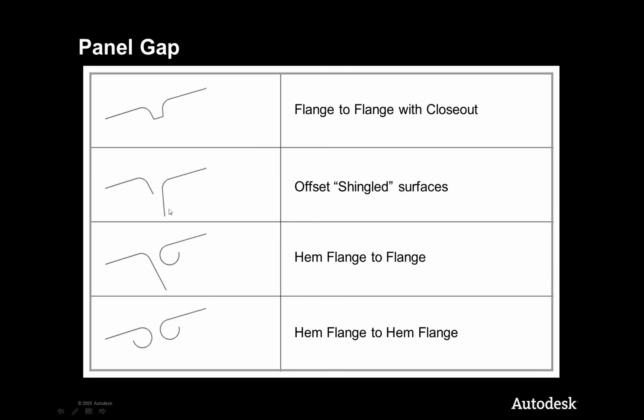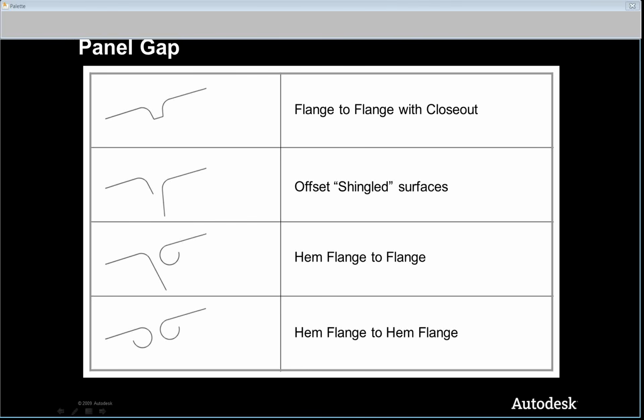One really interesting and useful feature is the fact that the surfaces do not have to be in the same plane. They can be offset from each other. So in a door panel, you can put an offset between the back of the front door and the rear quarter of the rear door and still maintain the gap condition between them. You can do a hem flange on one and a flange on the other, or you can have 2 hem flanges. So there's a lot of flexibility in terms of how you use it. Let's take a look at the details on how you interact with it.